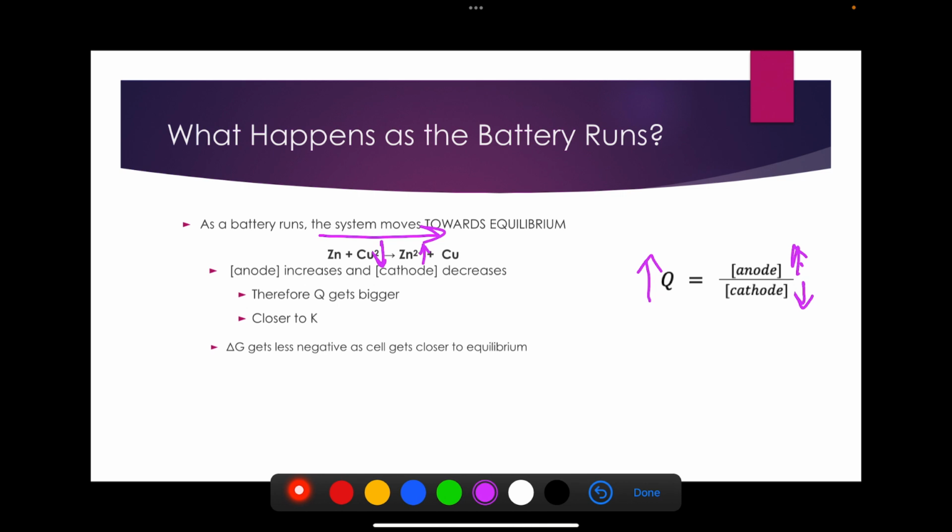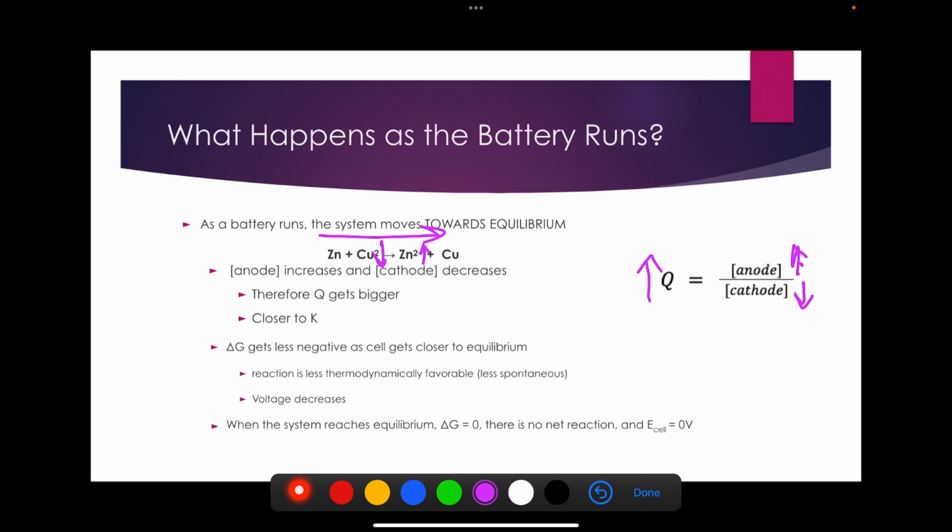This also means that delta G is getting less and less negative as Q approaches K, or as we get closer to equilibrium. Therefore, the reaction will be increasingly less thermodynamically favorable. It will be less spontaneous. This will cause the voltage to decrease. The voltage will continue to decrease until the cell reaches equilibrium.